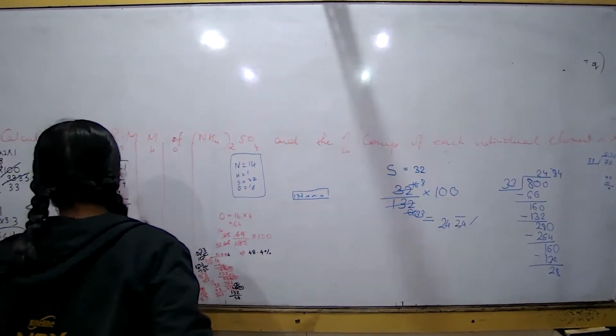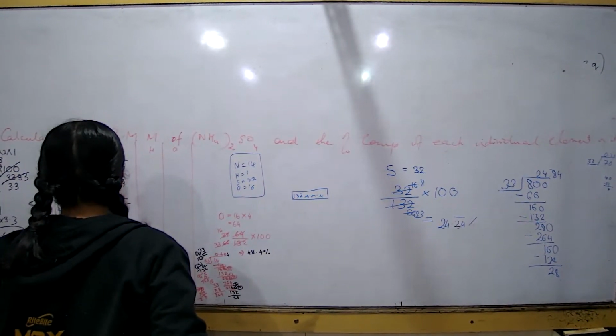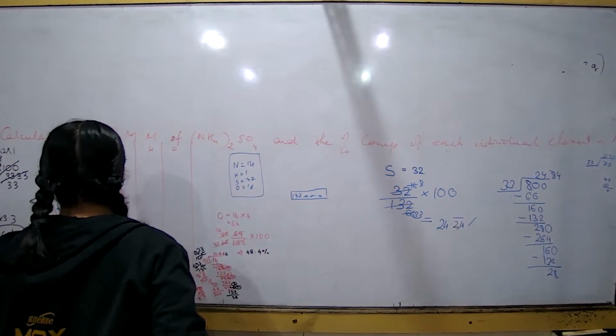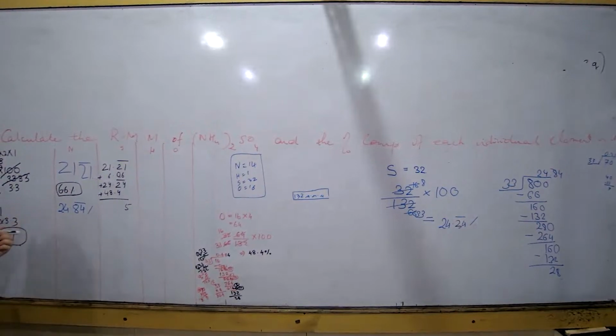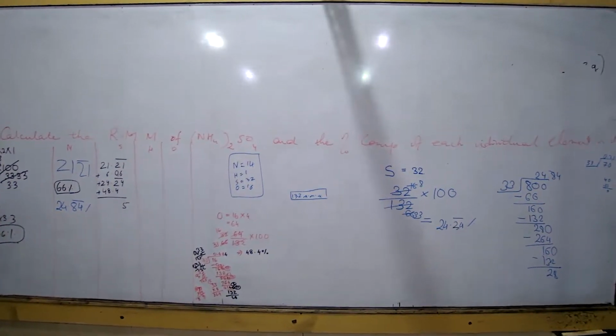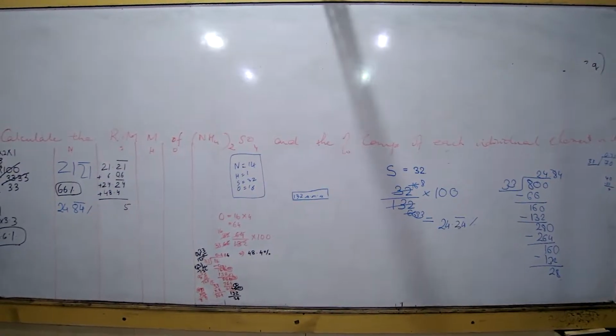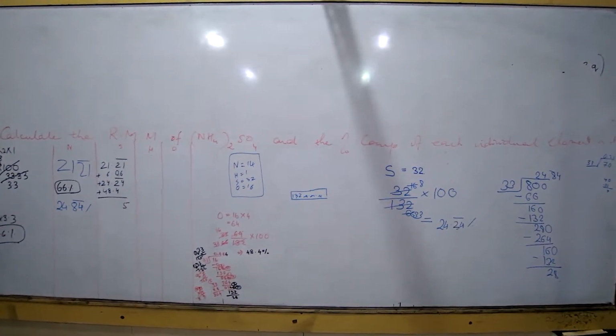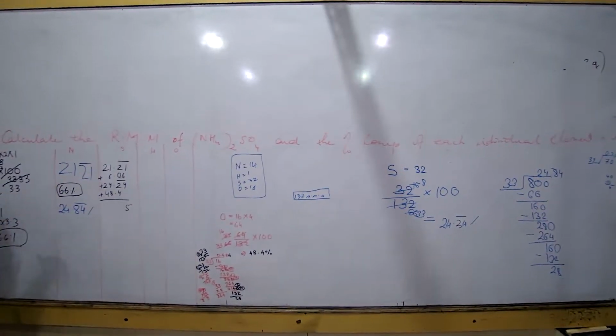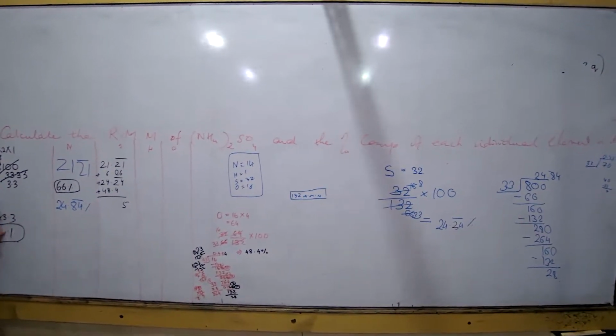Who calculated sulfur wrong? 24.24. Next one, after sulfur, then came hydrogen. Hydrogen is what now? 8 divided by 132 into 100. That is 6.06. Then what is the next?